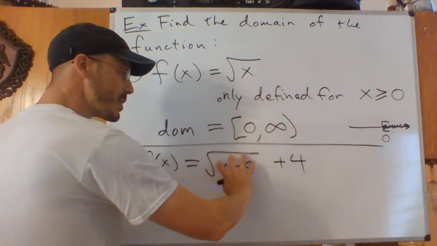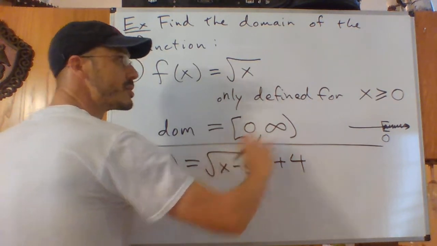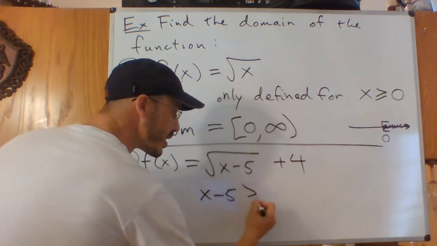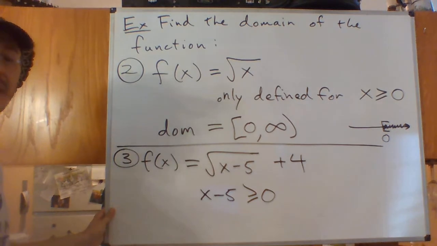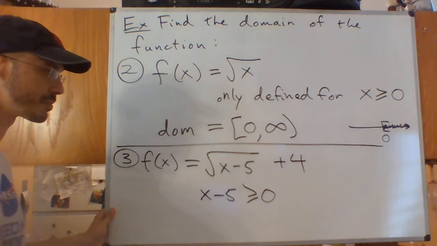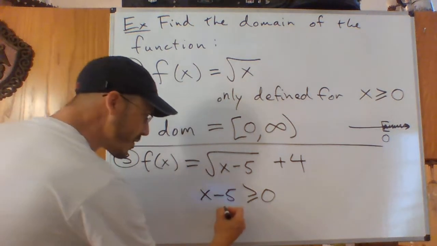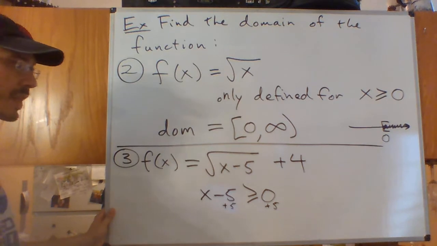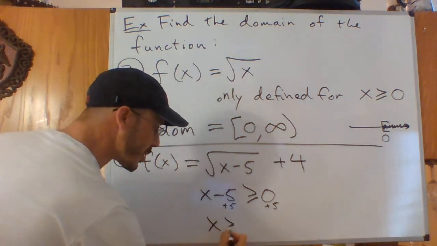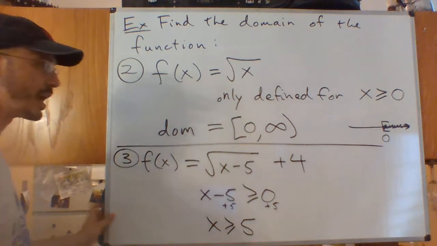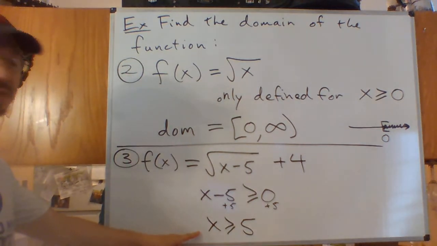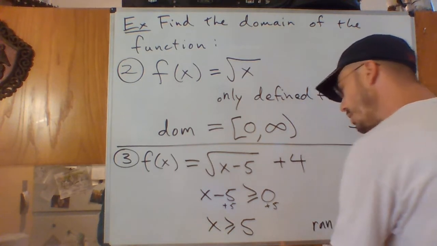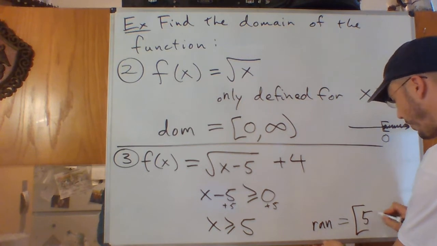To take the square root of something, that thing has to be non-negative, just like we saw in the last example. Only this time, that means x minus 5 has to be greater than or equal to 0. And if I add 5 to both sides, I get x is greater than or equal to 5. And that gives me the domain for this function, from 5 to infinity.